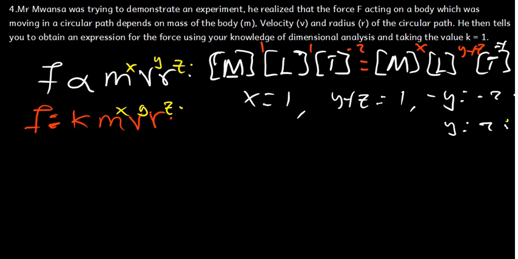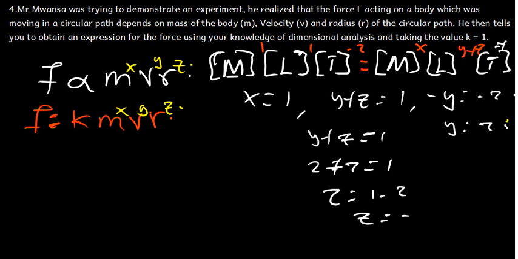So if y is equal to 2, meaning that in this formula, y is 2 plus z is going to be equal to 1. So meaning that z is going to be equal to 1 minus 2. So our z value is going to be -1. Okay, so now after finding our values of x, y, z, we can now continue and plug in the values. We have got k, so we have got the m. The power for m we had x, so the x is 1. Then the v, the power is y, so the y is 2. So we have v to the power y, so I'm going to put 2. And then the r, the power for r is z. The value for z is -1.